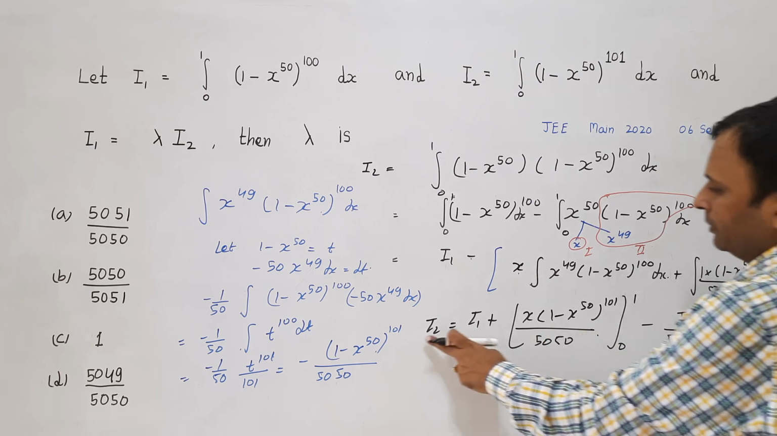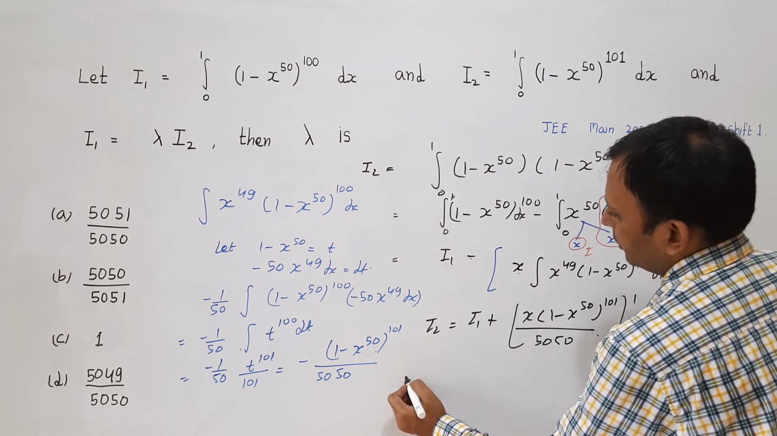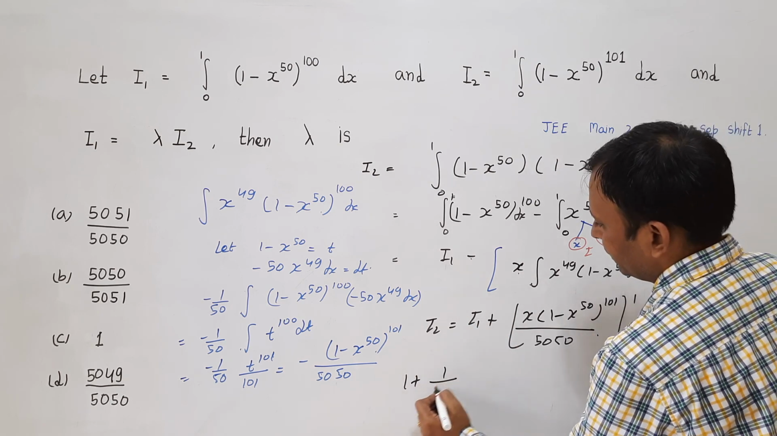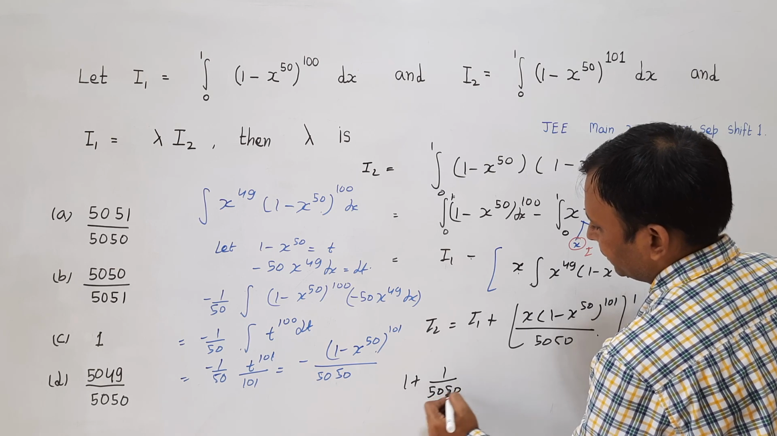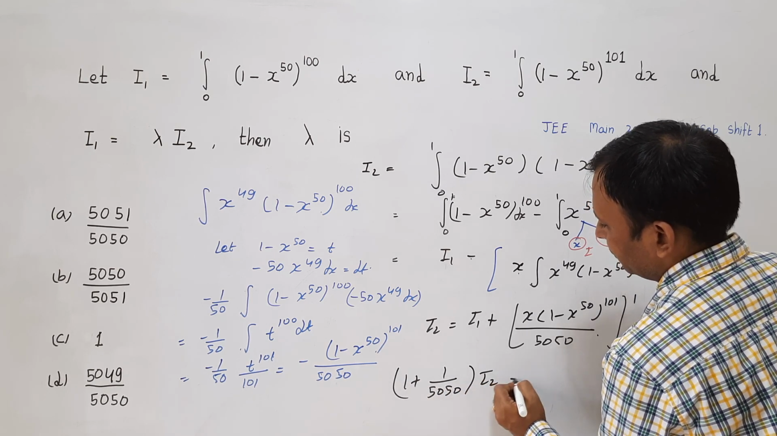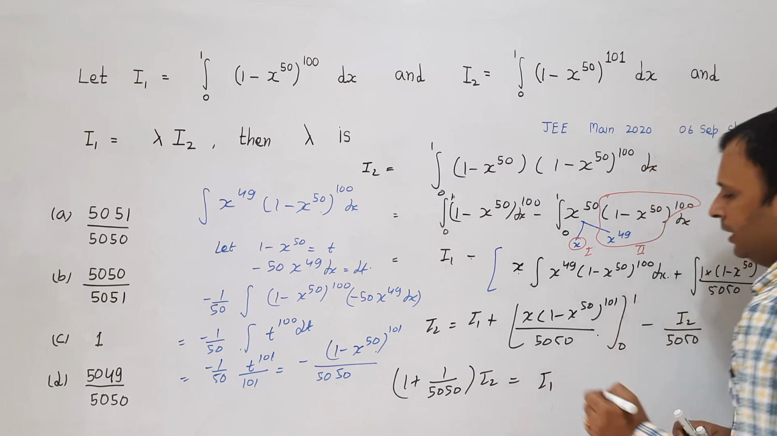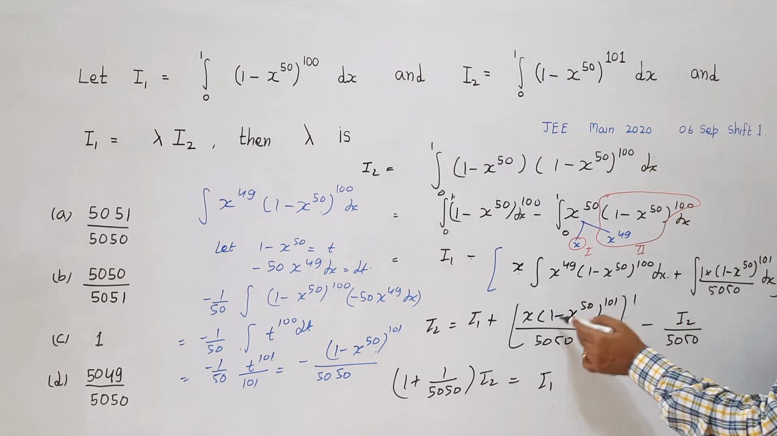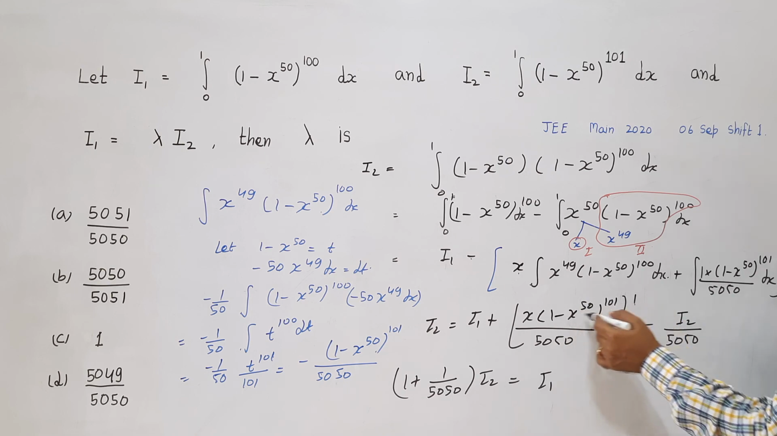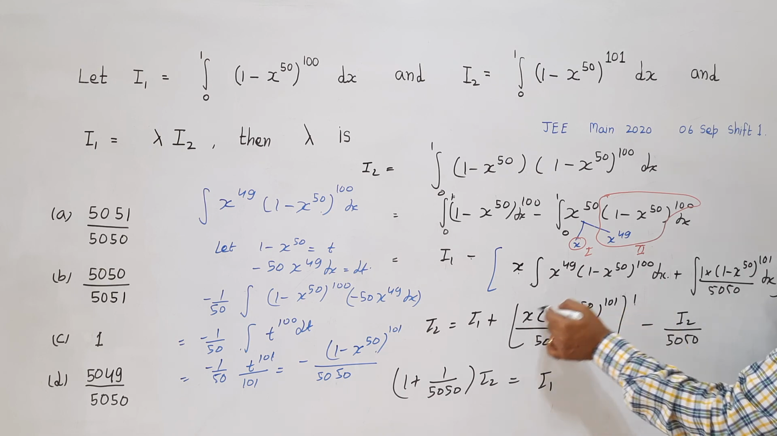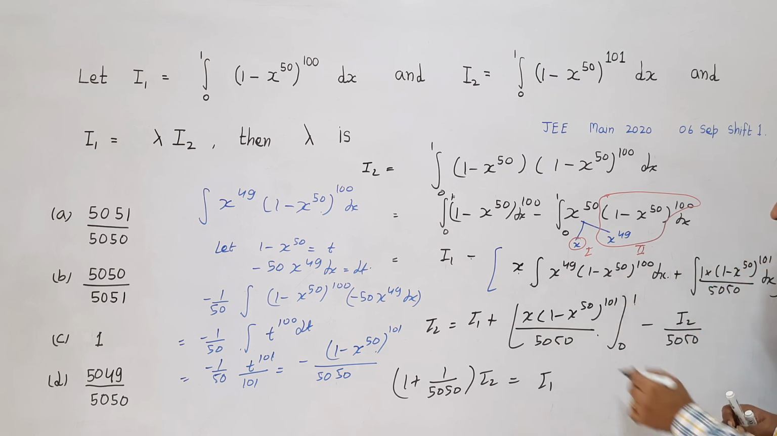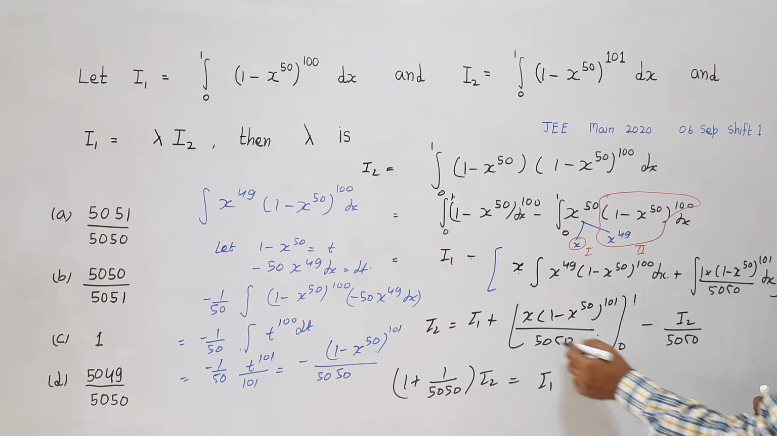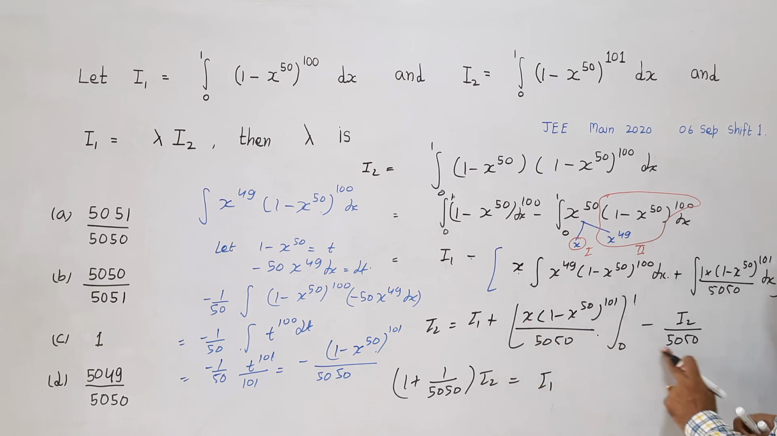Now this I2 can come on this side. So this becomes 1 plus 1 upon 50 multiplied by I2 should be equal to I1. When I take x equal to 1, this part will be 0 because of 1 minus x to the power 50, and when I take x equal to 0, because of this x, this whole thing will become equal to 0. So this part becomes equal to 0, and what I get is only I1, and this I have already taken on the left hand side.